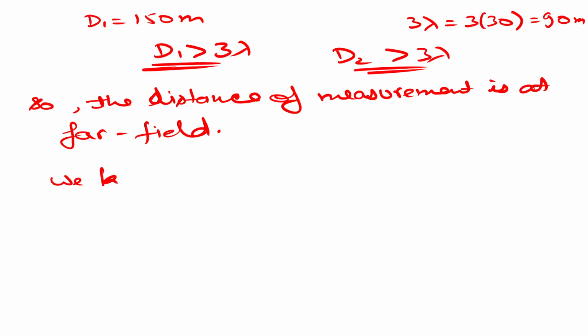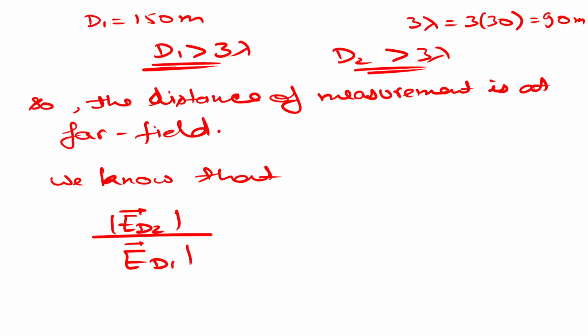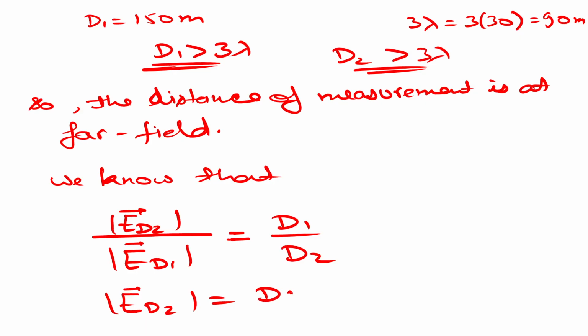We know that the field is inversely proportional to the distance, and because we are using the same antenna here, we can directly use this proportionality. If we write down the formula for ED2 and ED1, the only thing changing is the d or the r. Since they are inversely proportional, I can write ED2 by ED1 is equal to d1 by d2. Since we know the electric field at d1 and we have to find the magnitude at d2, I can modify this formula like this: ED2 equals d1 by d2 times ED1.